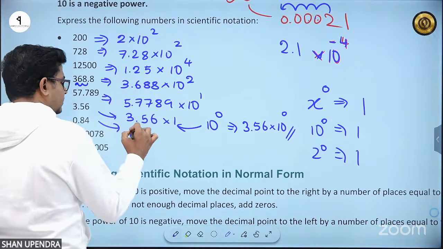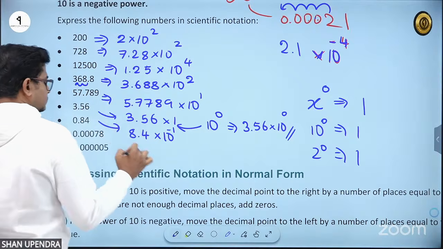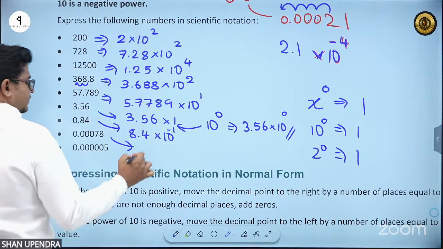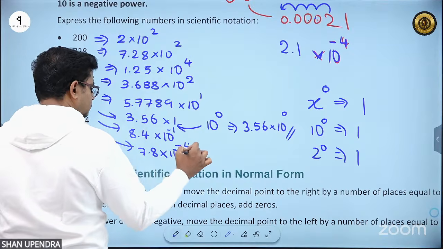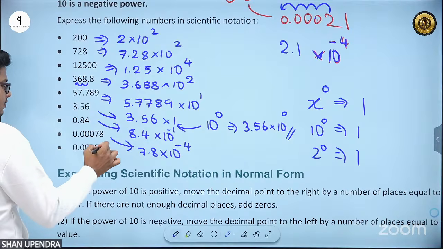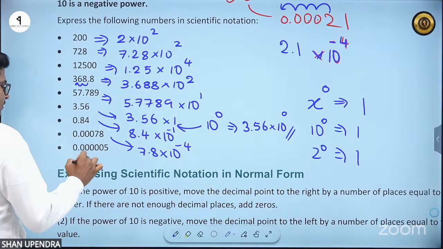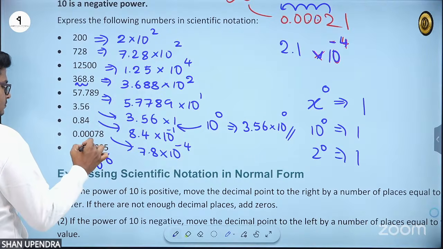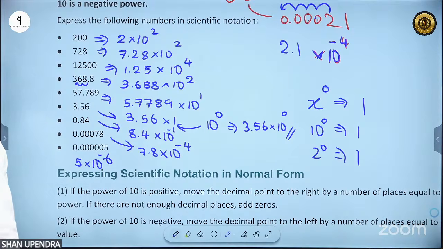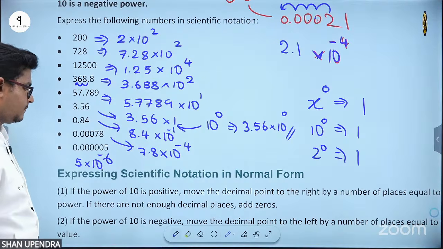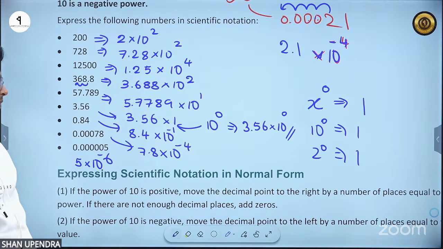So this one is 8.4 into 10 to the power minus 1. This one is 7.8 into 10 to the minus 4. Here this one is 5 into 10 to the minus 6. So you can represent any number in scientific notation. It's super easy. If you have any question, you can ask.